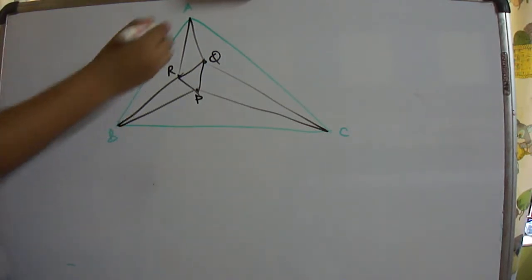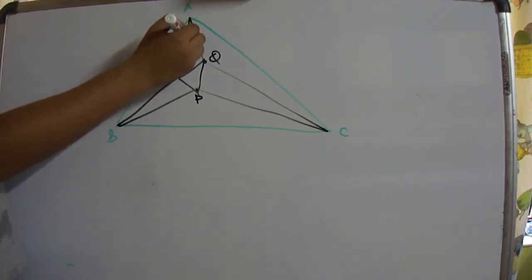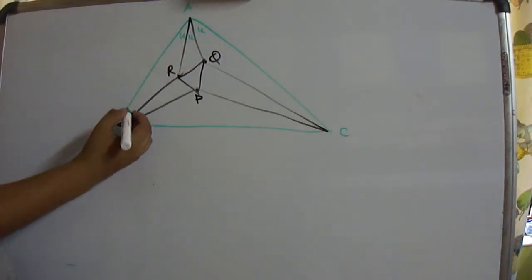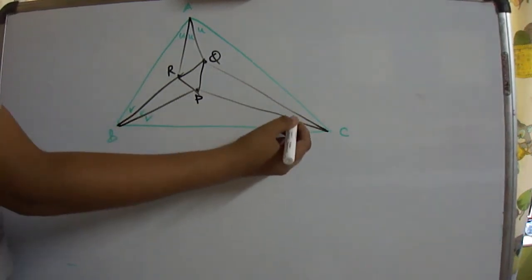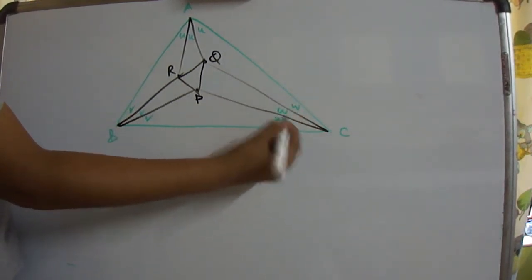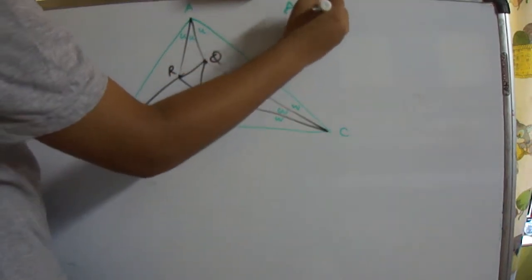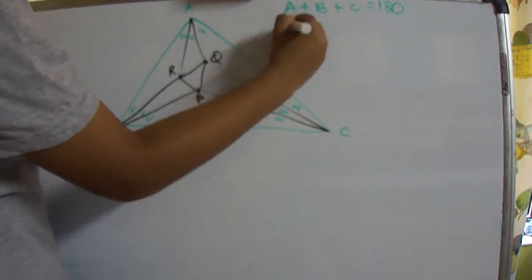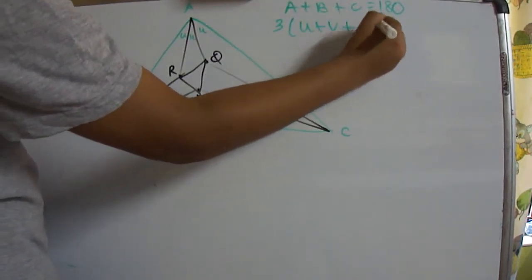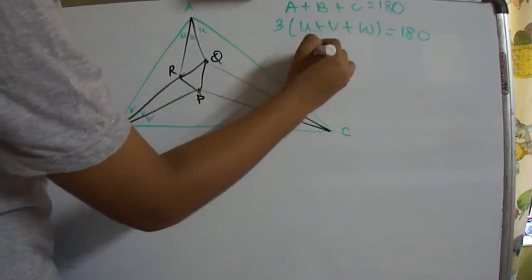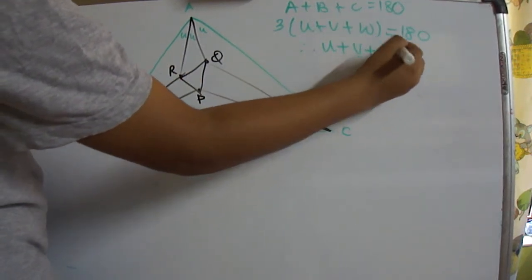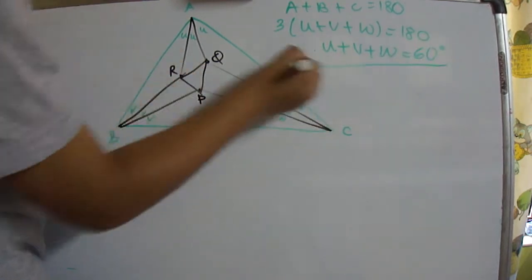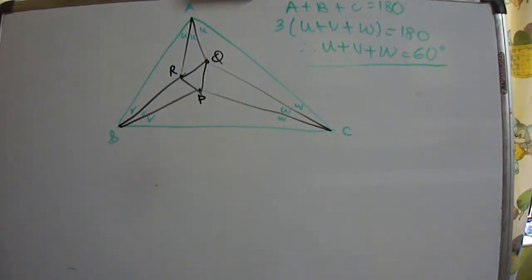To start with, we will name these angles. Let this be U. Let this be V. And this W. We know that A plus B plus C is 180. Thus 3 into U plus V plus W is 180. Therefore, U plus V plus W is 60 degrees. Our first step would be, we will compute AR.